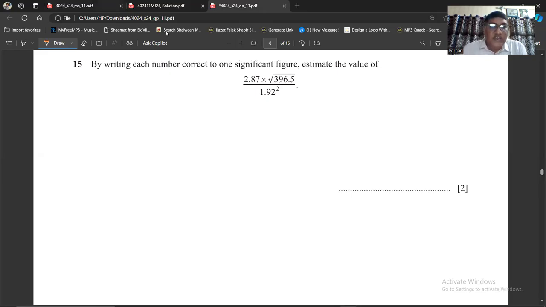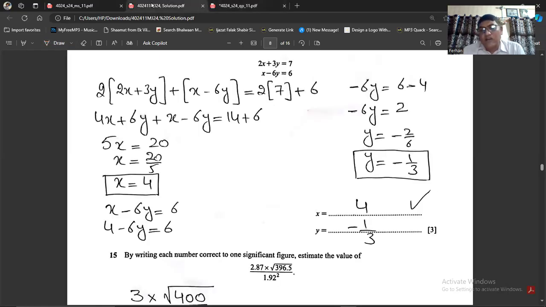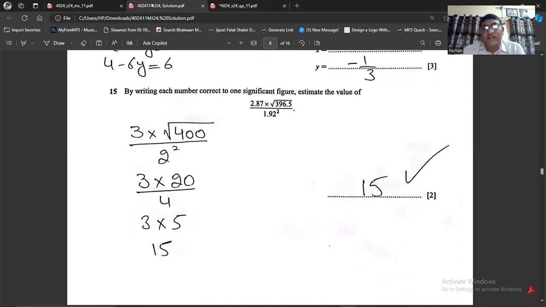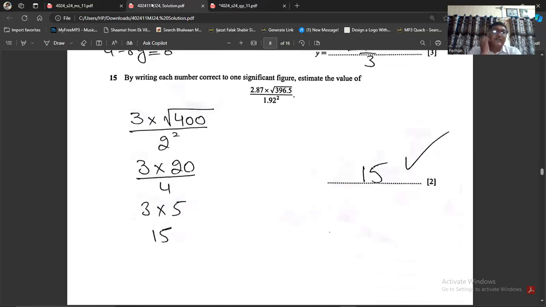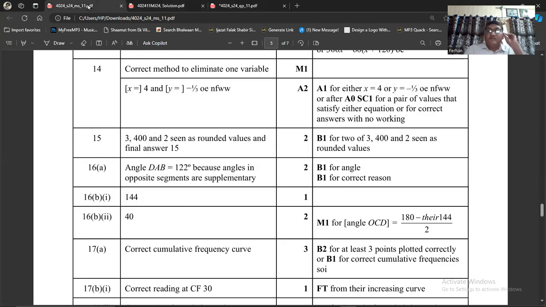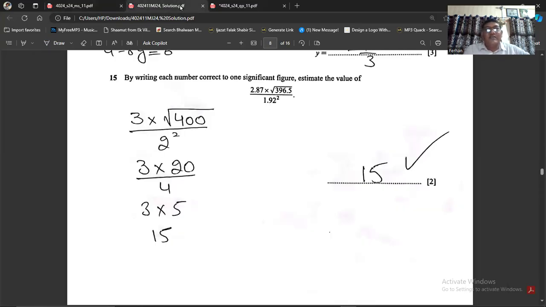So this can be written as 3 multiplied by the square root of 400, divided by 2 squared. I'm rounding them off to convert them into numbers whose calculation is very simple. So 3 into 20 divided by 4, and that will be 3 into 5, and that is 15. So my answer is 15. Question 15, the right answer, sir. The right answer is 15. Okay.